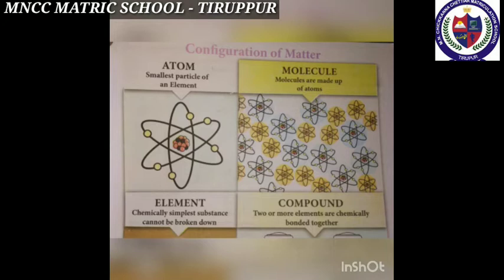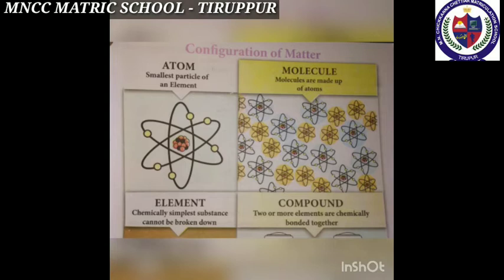Next one is classification of matter. Matter is classified into two broad categories, namely pure substances and mixtures. Pure substances are further divided into categories as elements and compounds. Elements. Matter in its simplest form is called an element.